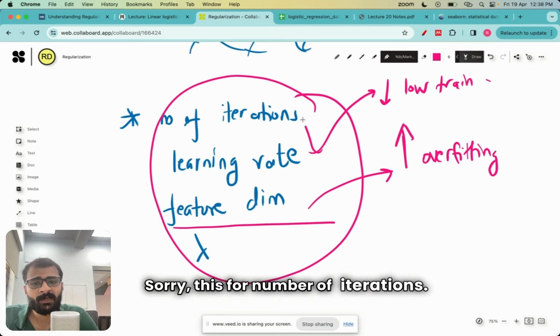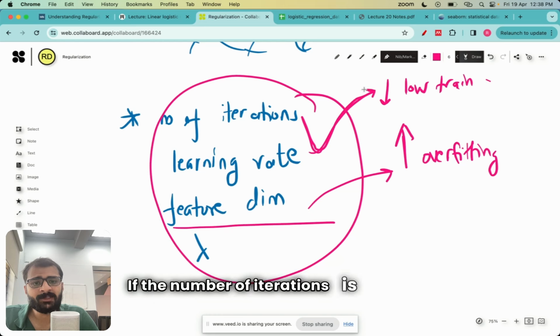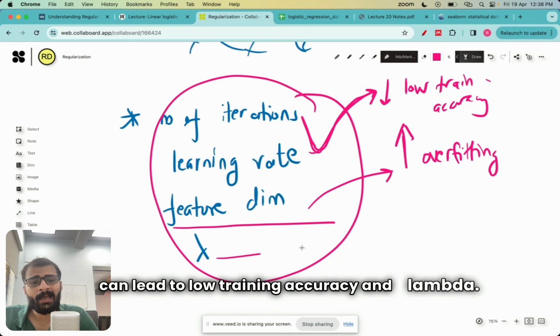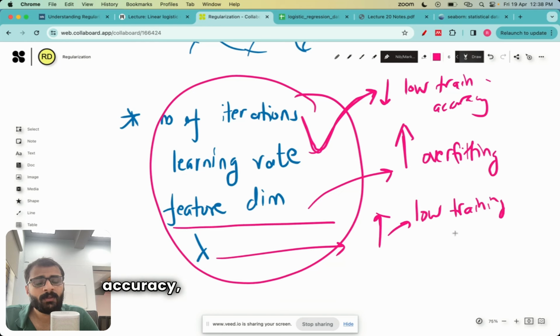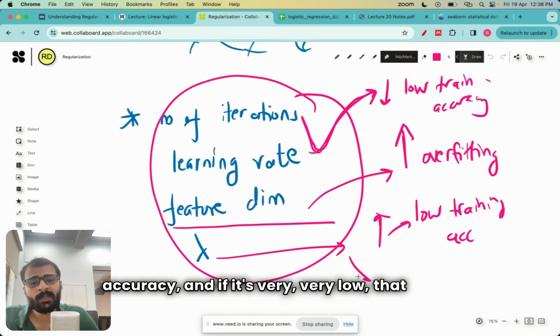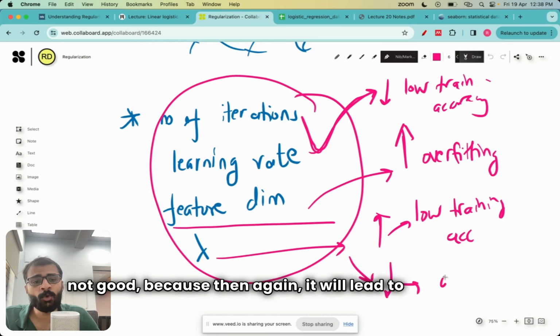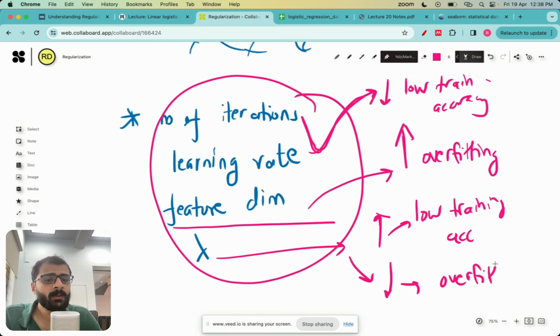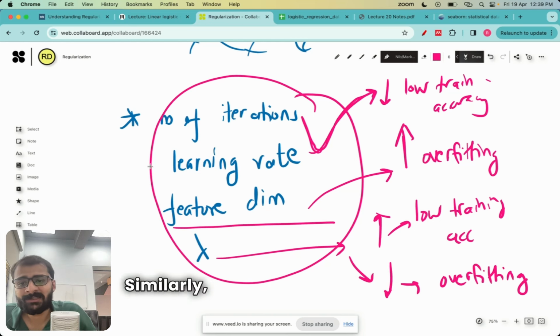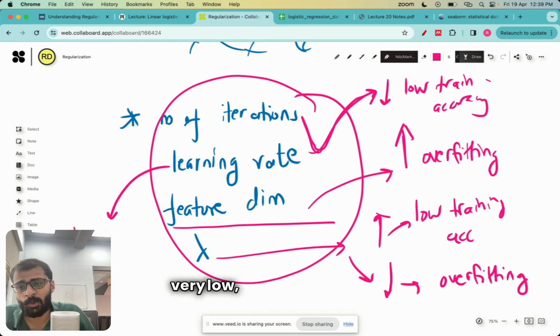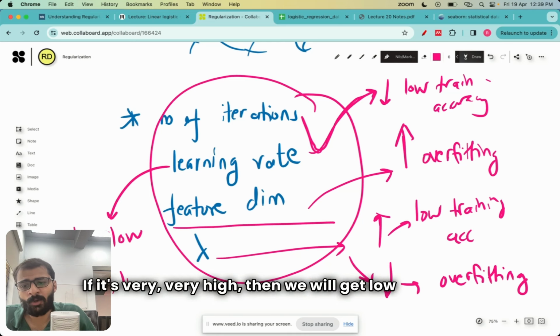Sorry, for number of iterations, if the number of iterations is very low, it can lead to low training accuracy. And lambda, if it's very high, it can lead to low training accuracy. And if it's very, very low, that is also not good because then again it will lead to overfitting. So we really need a good balance for all these parameters. Similarly, for the learning rate, if it's very low, then it will be slow. If it's very, very high, then we'll get low accuracy.